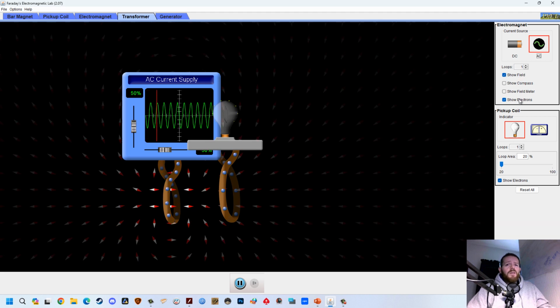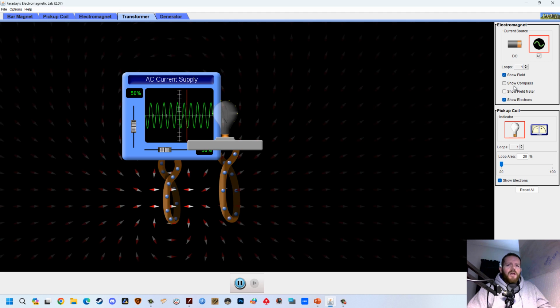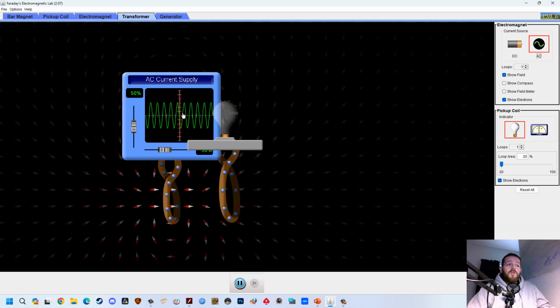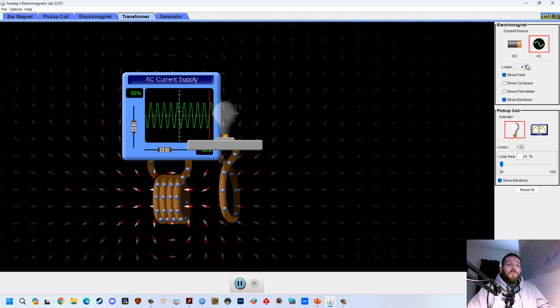Now these are just for showing meters and electrons and fields and all that. I'm not really interested in changing that. What about this though? So pickup coil, I can change the number of loops and the loop area. Oh, I can even change the number of loops on the source. Let's try doing that first. So if I increase the number of loops on the source, so now I'm up to 4, would you look at that? That bulb just got a bit brighter.